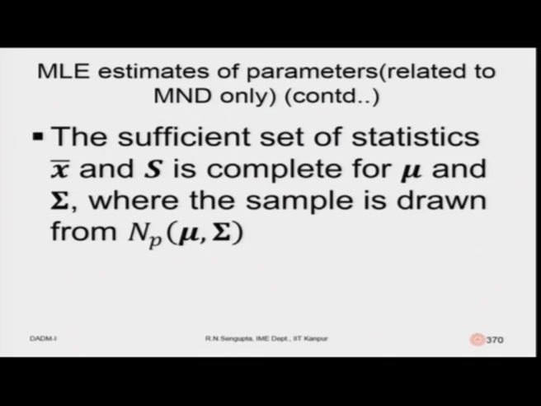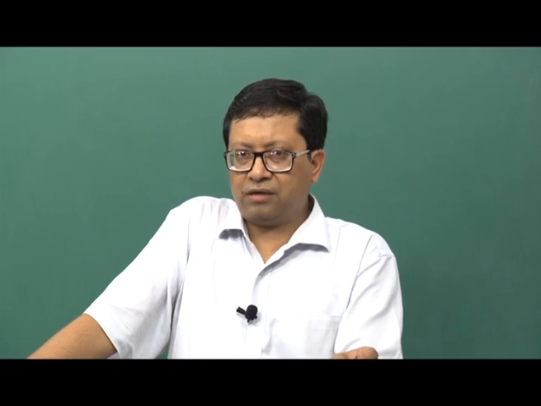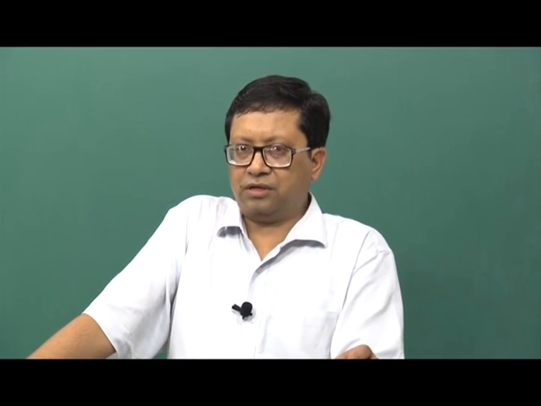The sufficient set of statistics which we have, considering the sample mean, are complete when the sample is drawn, complete meaning in all the statistical properties, from the total multivariate population of mean mu and variance covariance of sigma.